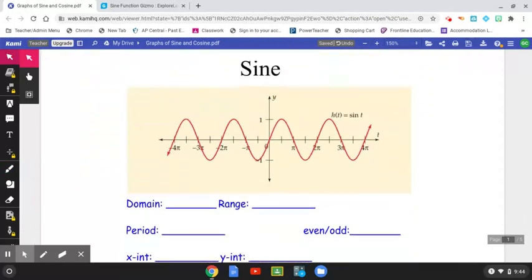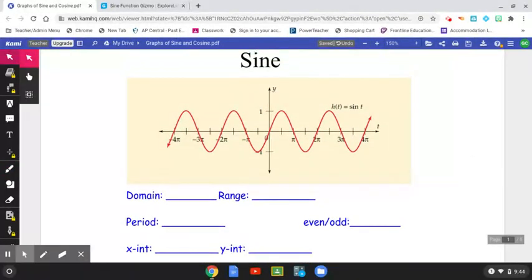All right, so let's start with the graph of sine. So this is the parent function. And in this graph, because sine is graphed from negative 4 pi to 4 pi, you're actually looking at 4 periods of the sine graph.